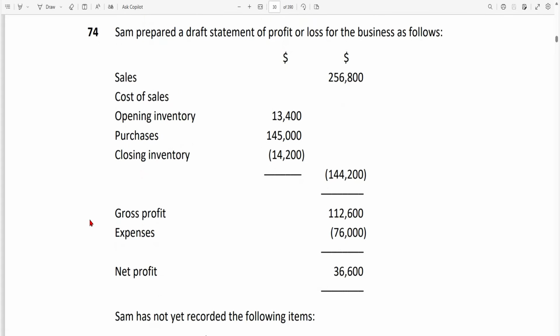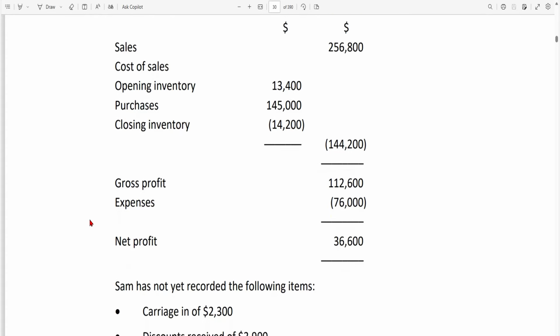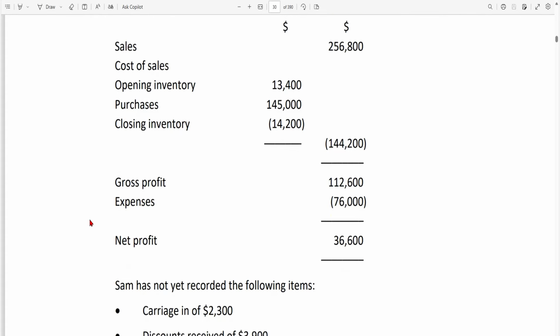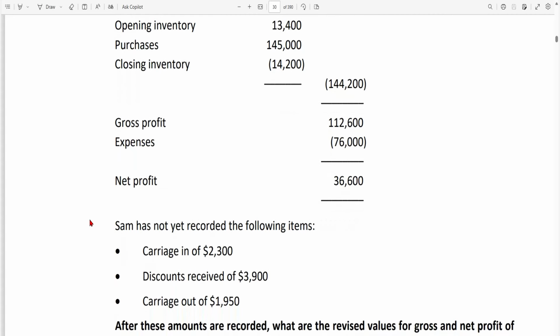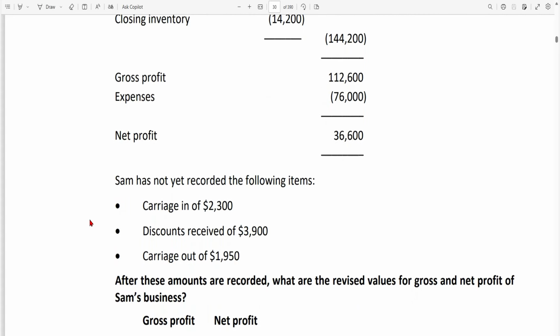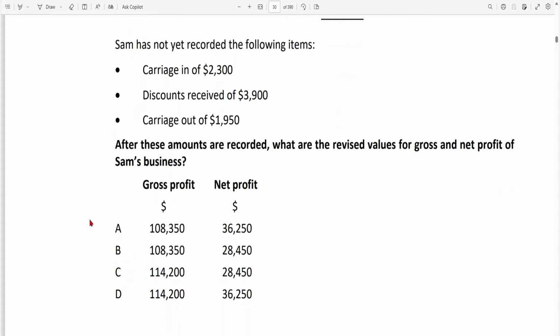74. Sam prepared a draft statement of profit or loss for the business as follows. Okay, so they have sales, cost of sales, opening inventory, purchases, closing inventory, gross profit, expenses, net profit. Sam has not recorded the following items: carriage in of 2300 and discount received of 3900, carriage out of 950. After these amounts are recorded, what are the revised values for gross and net profit of Sam's business?